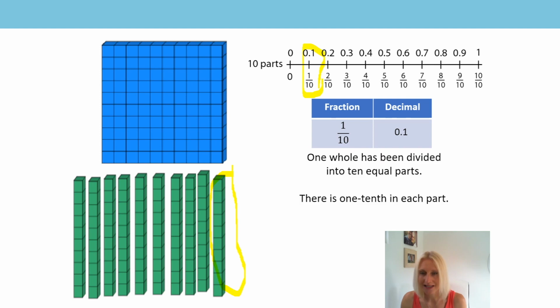So I'm going to show you a sentence that I'd like you to join in with me. And I'm going to trust that you're going to join in as we say it together. You ready? One whole has been divided into 10 equal parts. There is 1/10 in each part. I hope you joined in with me. And if there's anyone else around, they can join in as well. Just maybe, if they're doing something else, maybe don't disturb them, but more the merrier to join in. Otherwise, I'm on my own, just speaking into a computer. So I'm going to trust that you're joining in with me.